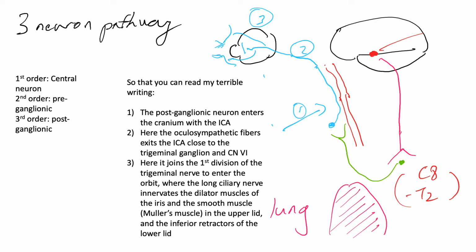So going through the third order neuron one more time, the postganglionic neuron enters the cranium with the internal carotid artery. Here, the oculosympathetic fibers exit the internal carotid artery close to the trigeminal ganglion and the sixth cranial nerve. Then it joins the first division of the trigeminal nerve to enter the orbit, where the long ciliary nerve innervates the dilator muscles of the iris and the smooth muscles in the upper lid, or Mueller's muscle, as well as the inferior retractors of the lower lid.